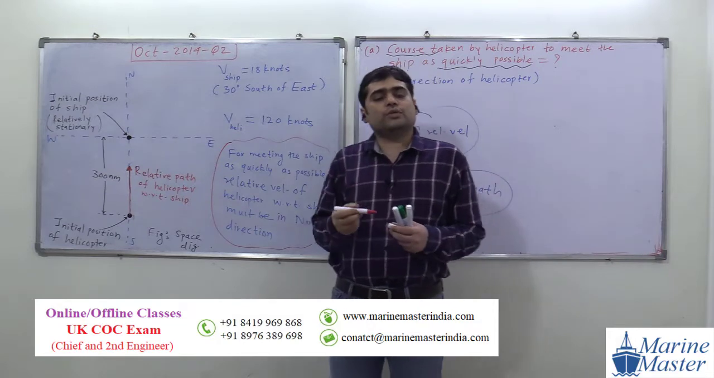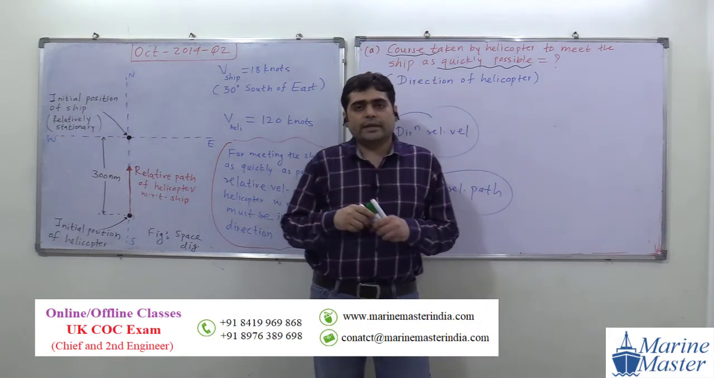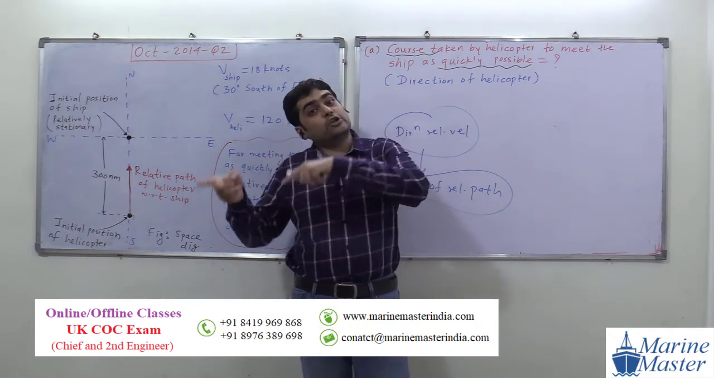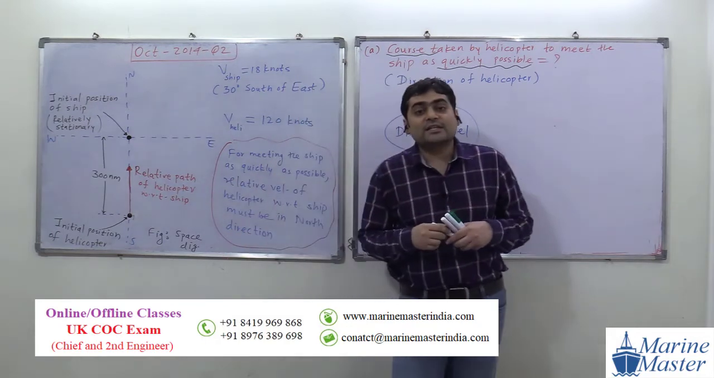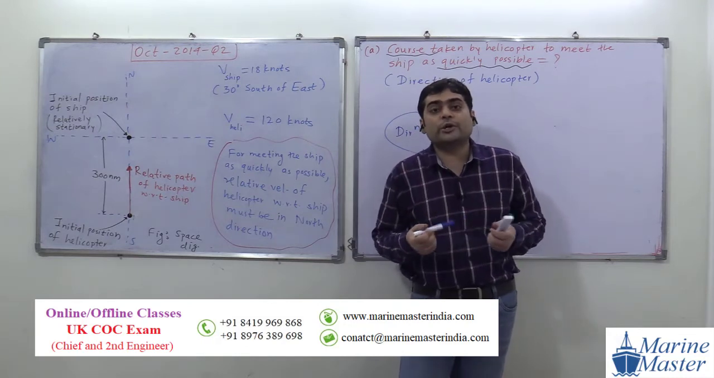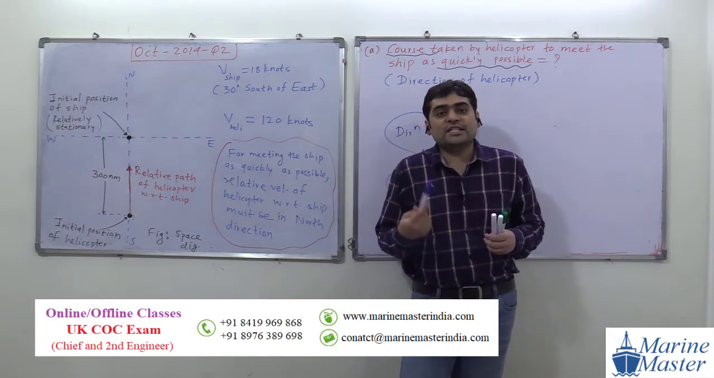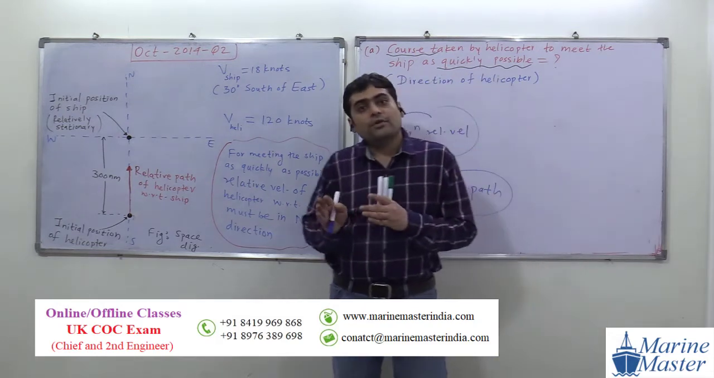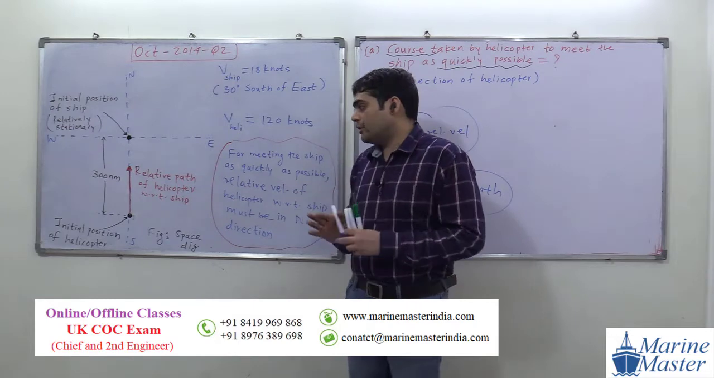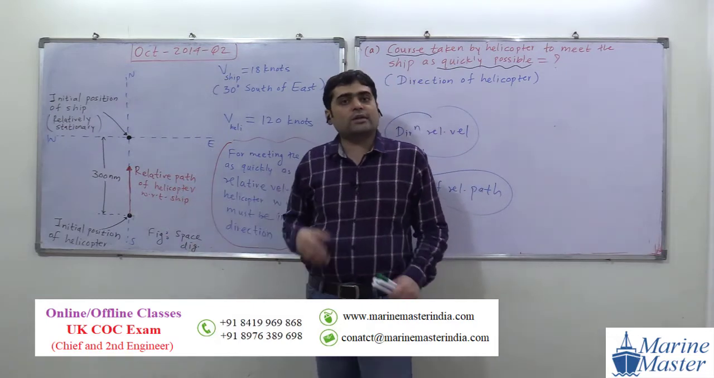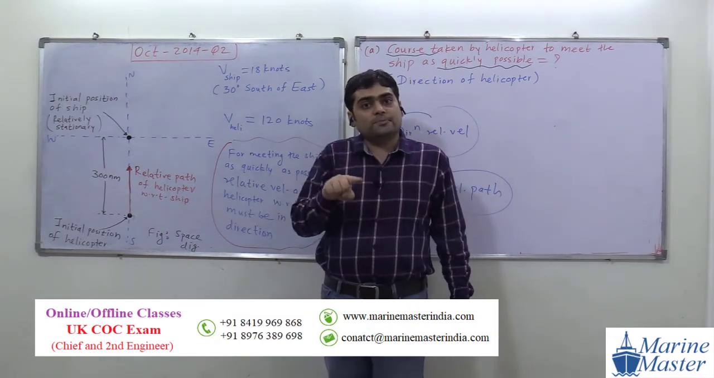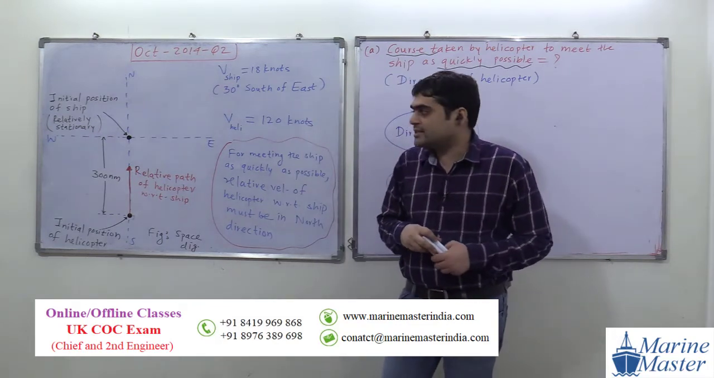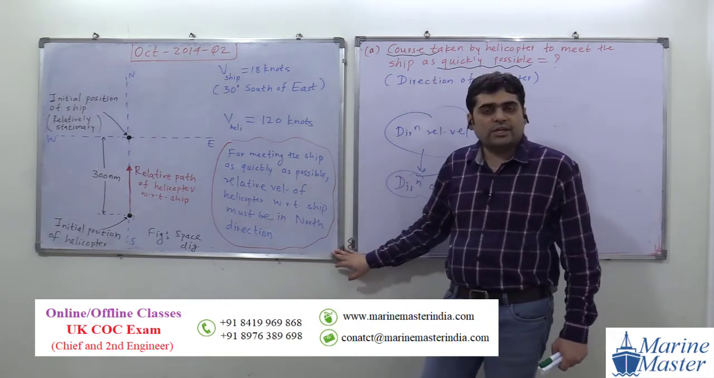In the last two questions, what did we conclude? From relative velocity, we got the direction of relative path. But in this question, the scenario is different. From relative path, we got the direction of relative velocity. First we got the direction of relative path, and from the relative path we got the direction of relative velocity. Try to understand the scenario here.